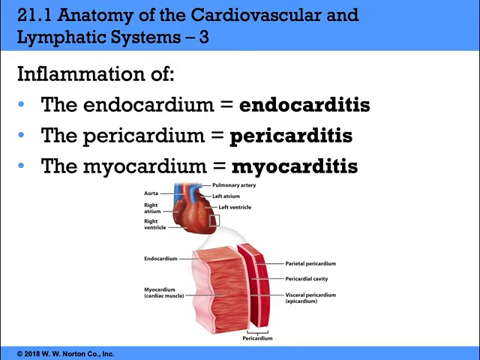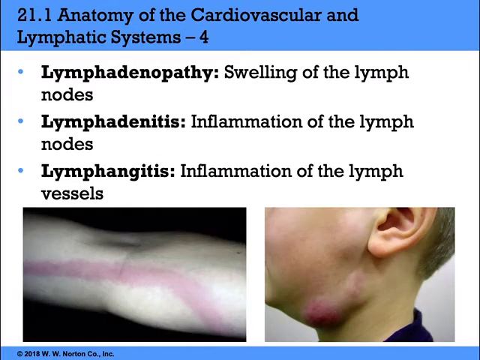The autonomic nervous system innervates the heart. Both the parasympathetic and the sympathetic divisions of the autonomic nervous system can speed up the rate and force of contraction if we're talking about the sympathetic division, or bring it back down to resting level if we're talking about the parasympathetic division. Lymphadenopathy is a swelling of the lymph nodes.